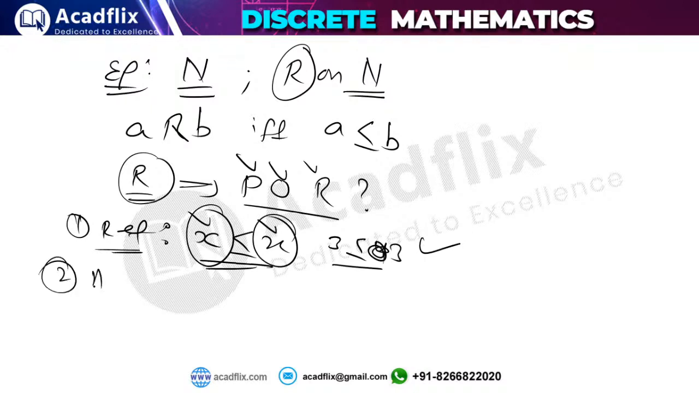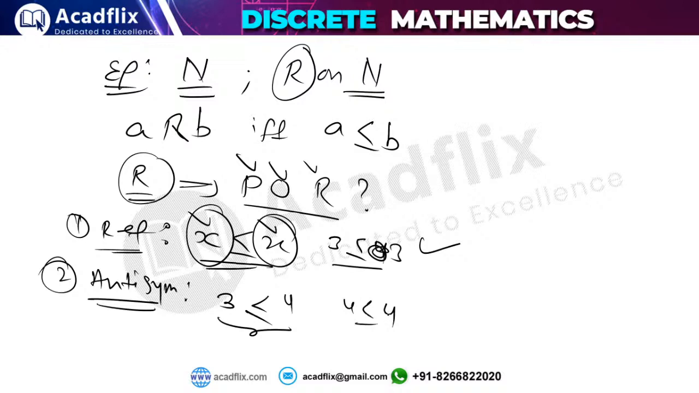The second property we should check is anti-symmetric, which we have already seen in yesterday's last class. Anti-symmetric says that between different elements there should be no symmetry. Take two different elements, for example 3 and 4. Then you will see that there is no symmetry, because one direction is true but the other is not true. So between different elements there is no symmetry.